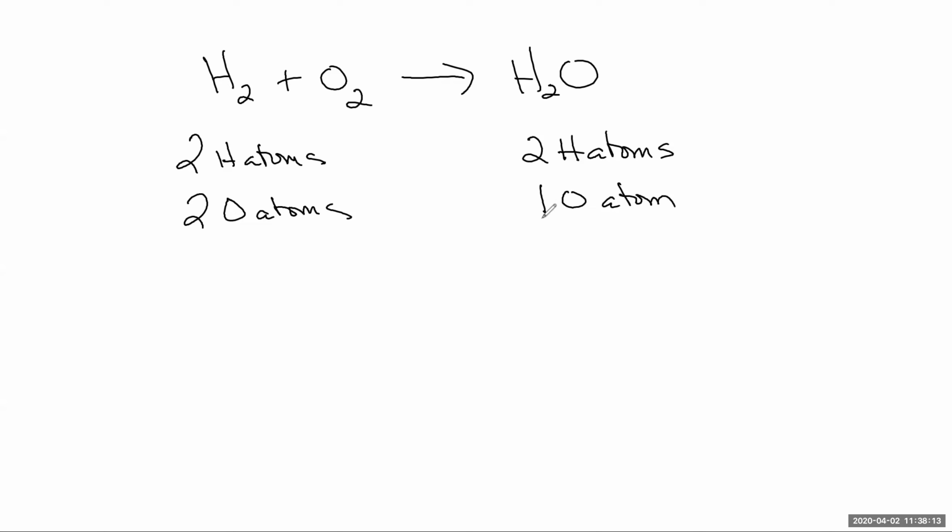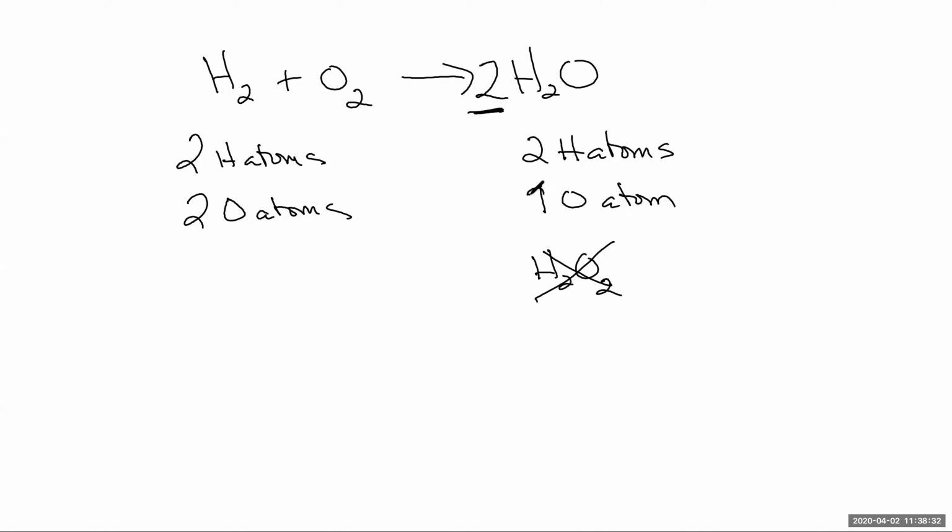Now I need to get 2 oxygen atoms on my product side. Again, I cannot do this. That is not allowed because that would not form water then. It would form hydrogen peroxide. So I need to get 2 oxygen atoms, and my only way to do that is to put a coefficient of 2 in front of the water.